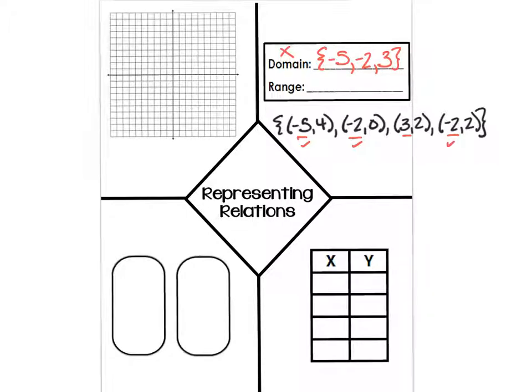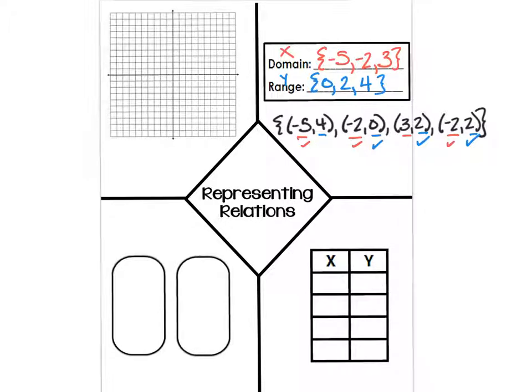My range are my y values, and we'll underline those in blue. They also need to be identified from the smallest to the largest. My smallest range value is a 0. Then I have a 2. I have another 2 and a 4. And again, we don't write the same number more than one time. So let's take these and put them into table form.